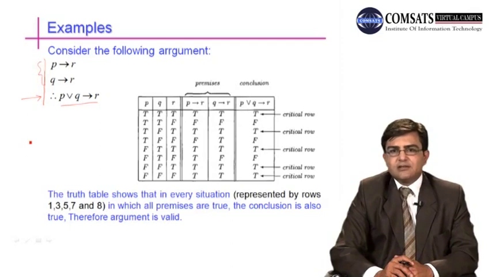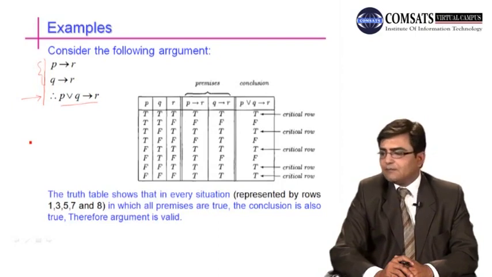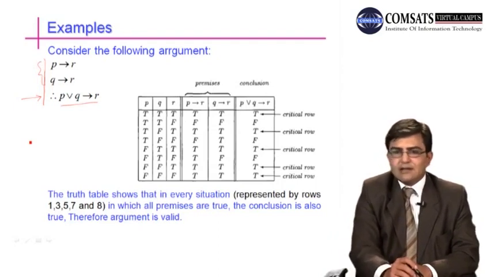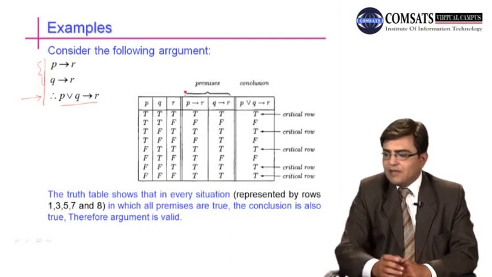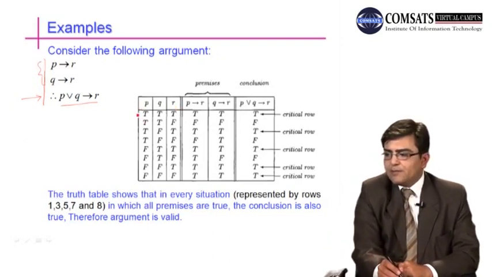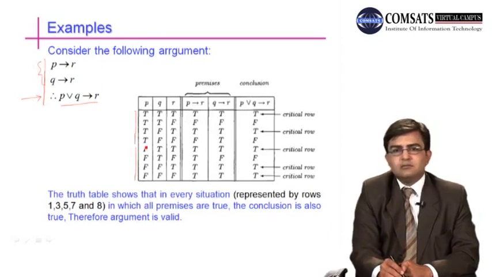We construct a truth table for the premises and conclusion. To construct the truth table, we need three propositional variables, P, Q, R. As we know, if we have three propositional variables, there are 8 possibilities of truth values in the truth table. So we write here P, Q, R, and the truth values of P, Q and R are written here. So these are the 8 possibilities of P, Q, R.